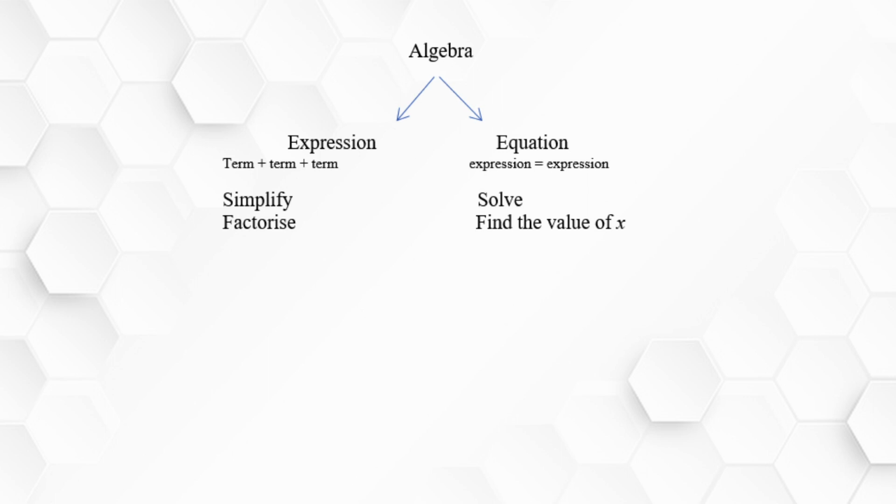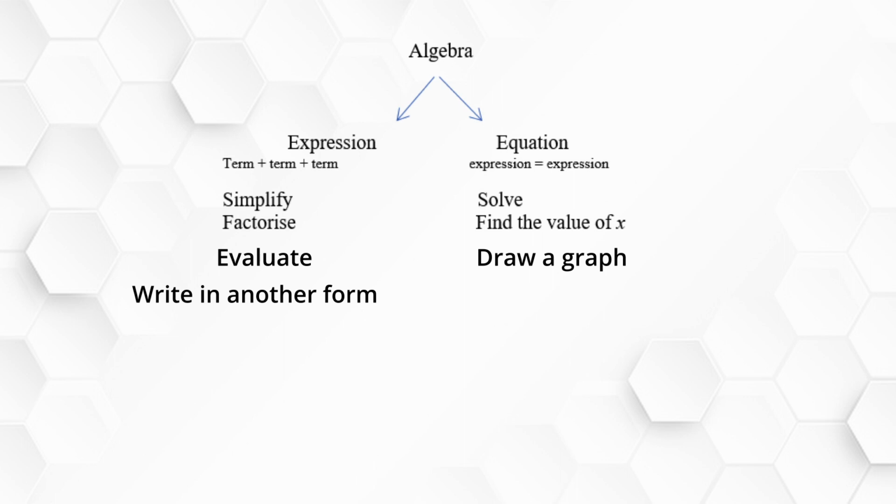In algebra, you will work with only two types of statements, expressions and equations. An expression is a math sentence made up of terms, while an equation is a statement that two expressions are equal to each other. If you have an expression, you can simplify it, factorize, evaluate, or write it in another form. However, in an equation, the aim is to solve it, which means to find the value of the variable. You can also draw a graph of an equation.